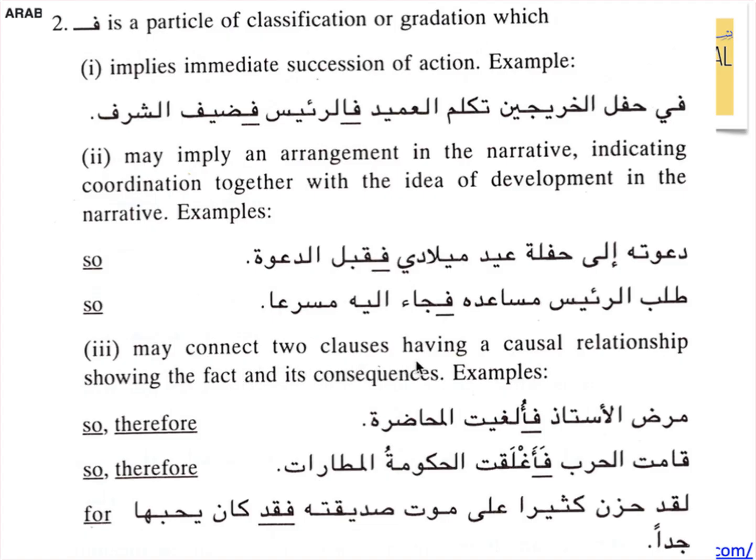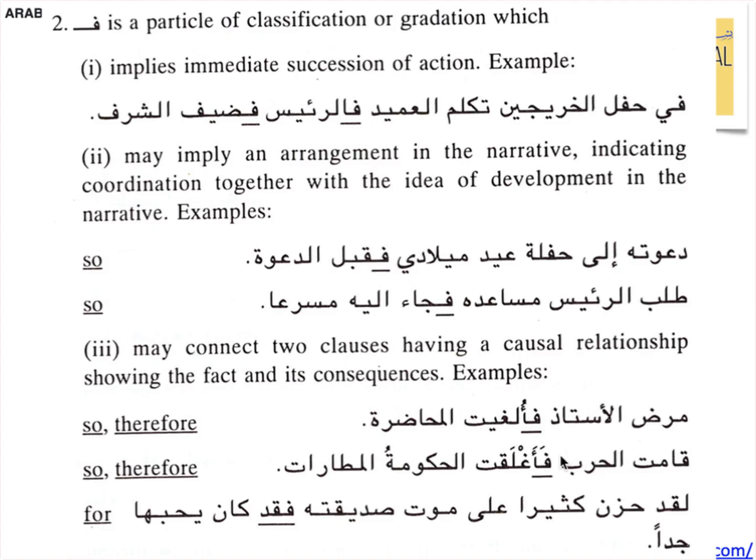It may also connect two clauses having a causal relationship, showing the fact and its consequence. For example, it's really more in the fashion of so and therefore. So fa marad al ustadh, the teacher became sick, fa ulghiyat al muhadara. So the lecture was cancelled. This is the passive form because the teacher became sick. So therefore, fa, the lecture was cancelled.